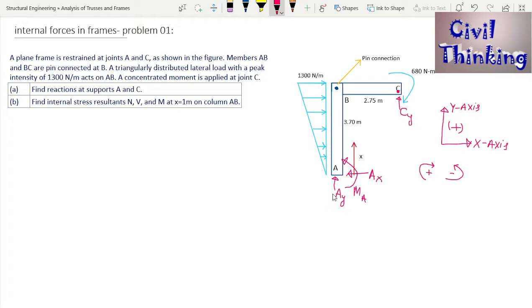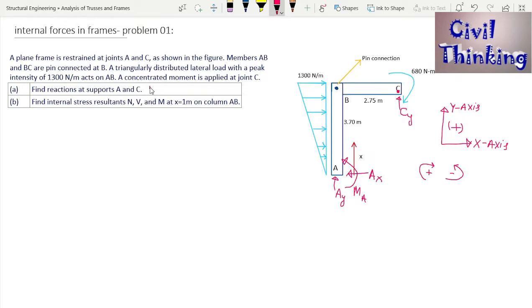I assume AY to be upward, AX to be towards the left, and CY to be upward. But keep in mind, when we find the numerical values of these, if we get a positive value, that means our assumed direction is right. If we get a negative value, that means our assumed direction is wrong and the actual direction is opposite to the assumed direction. Anyways, find the support reactions at supports A and C. So how many support reactions are there? Let me write here.